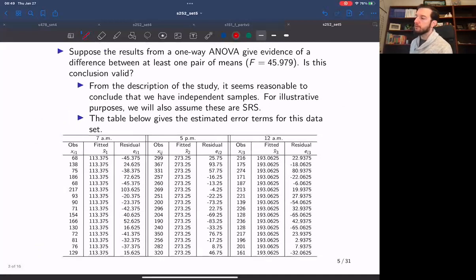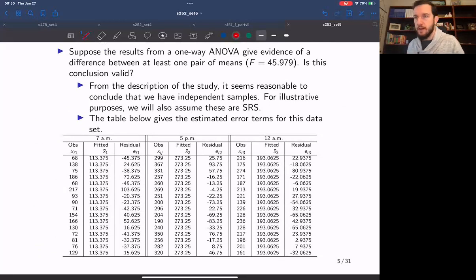Okay, so suppose the results from a one-way ANOVA give evidence that a difference exists. If we were to submit the data above to an ANOVA, we end up with an F value of 45.979. So an overwhelmingly large F value, so very clear evidence of a difference.